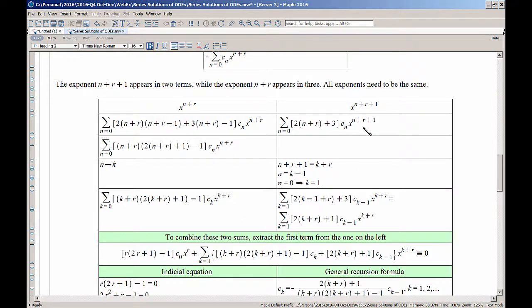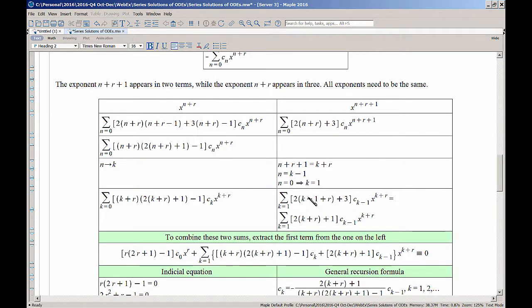So now I have to look at this fellow. It's n plus r plus 1, and I want n plus r plus 1 to read k plus r. So if I cancel these 2 r's, I have n plus 1 equals k, n equals k minus 1. And when n is 0, because that's what n starts out as, k will be 1. So this sum will become k equals 1.